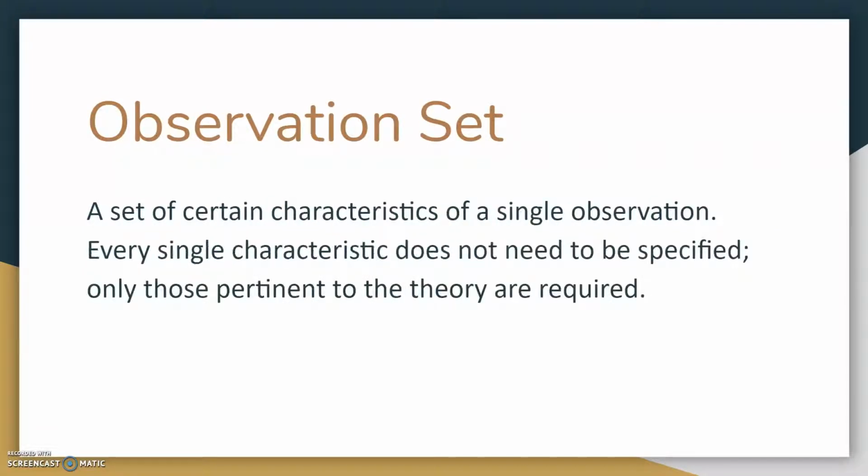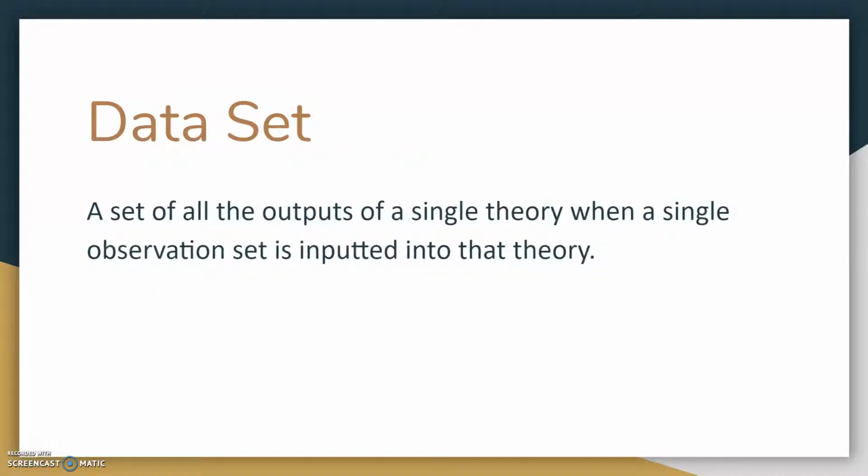Now, an observation set is a set of certain characteristics for a single observation. Every single characteristic does not need to be specified. Only those pertinent to the theory are required. Now, a data set is a set of all the outputs of a single theory when a single observation set is inputted into that theory.